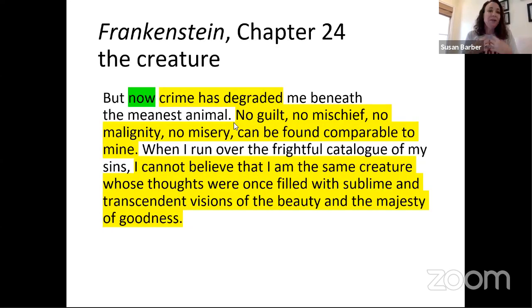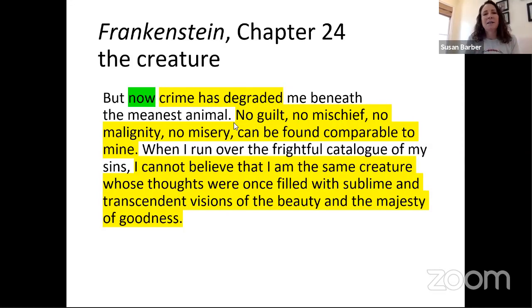But now he's like, the crimes that I have committed, they've degraded me to the meanest animal. And here he compares himself with an animal. Nothing he's done, nothing anyone has done can be as bad as what he has done. And he can't even believe his own progression from innocence to, as he says, the meanest animal that he has become.